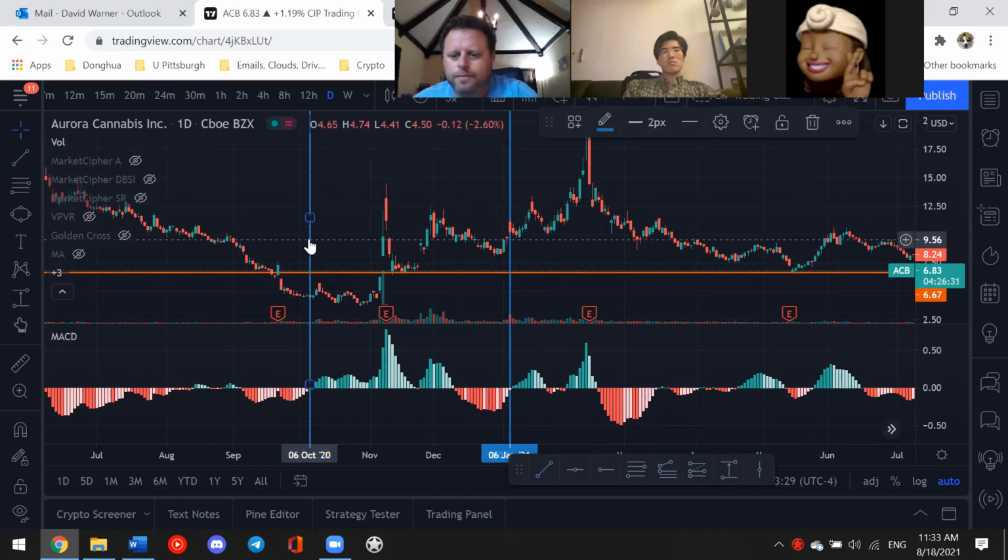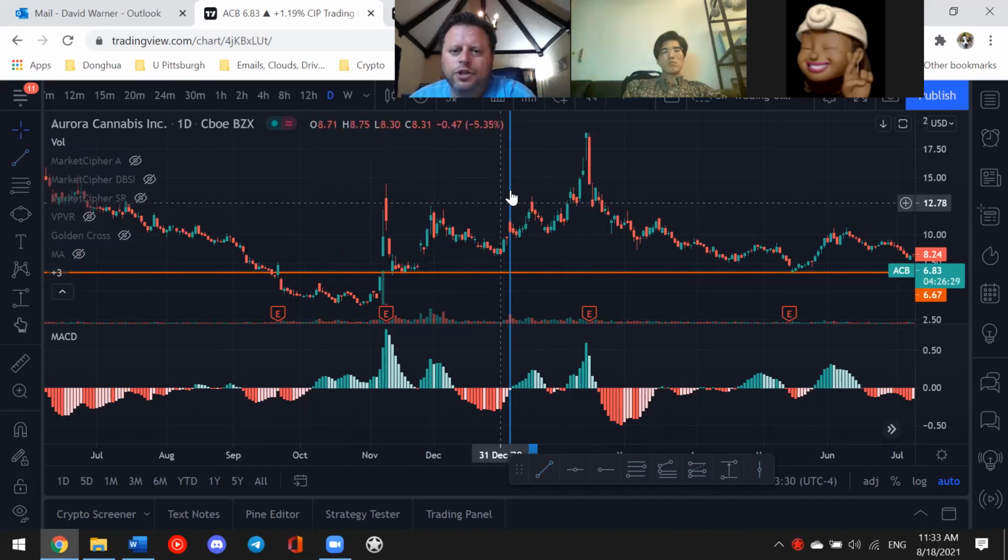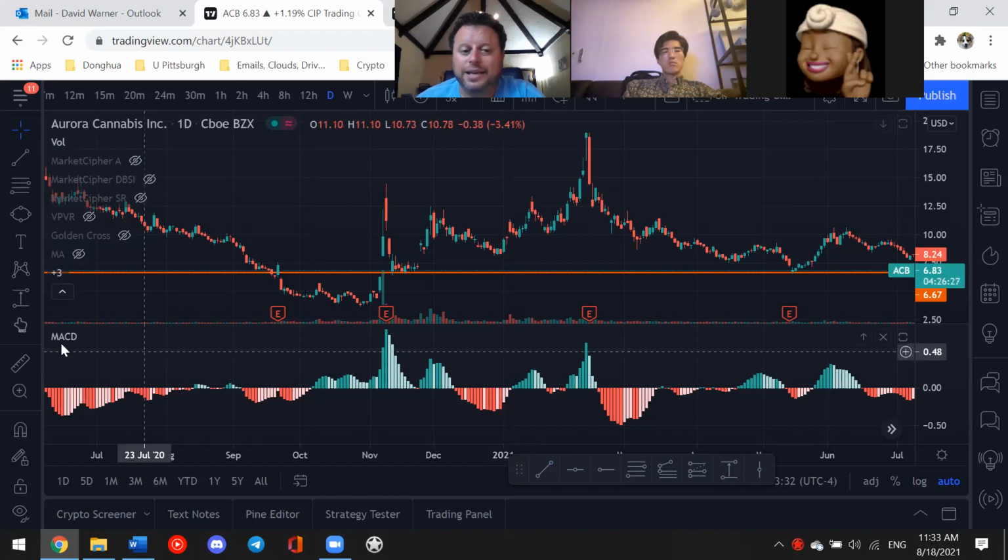A divergence, so remember MACD, M-A-C-D, moving average convergence divergence. When the orange line and the blue line come close to each other, that's called a convergence. When they separate, that's a divergence, right? You should know that English.